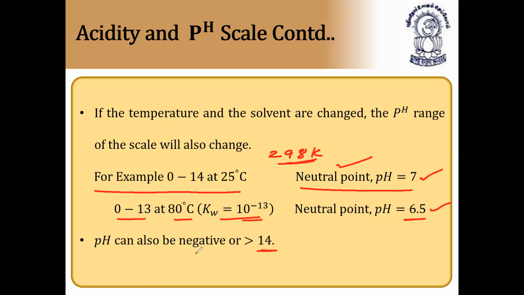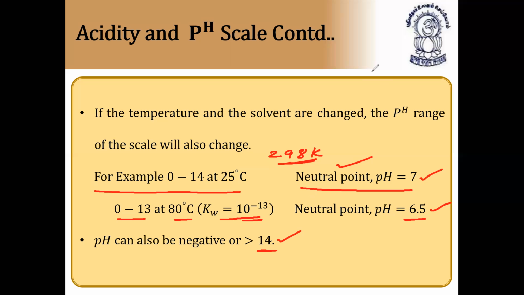So pH can also be negative or greater than 14. It's not like pH is always 0 to 14. It depends upon the temperature. But at standard temperature, we can say pH ranges from 0 to 14, only at room temperature, that is 298 kelvins. If you take the temperature either less or more, automatically the pH values will also change. So please note that point.